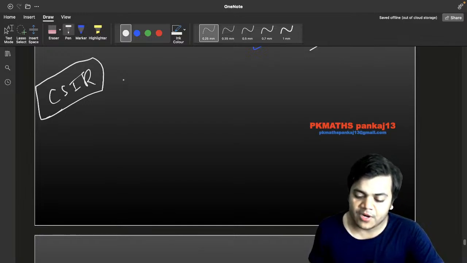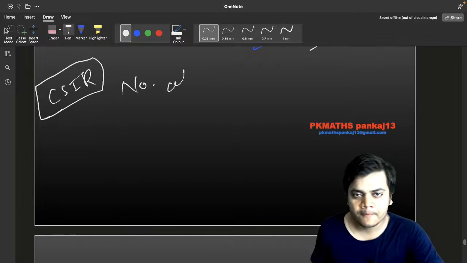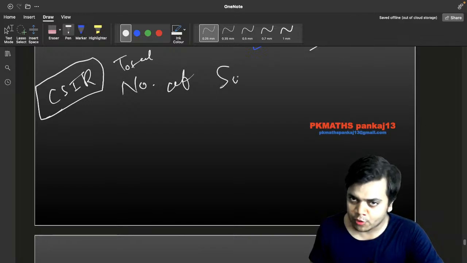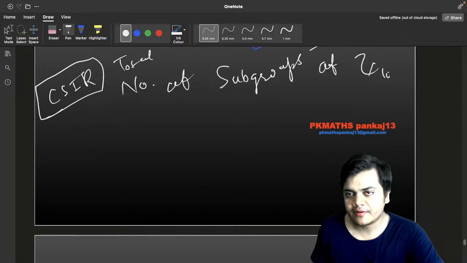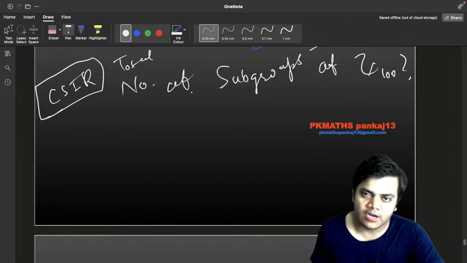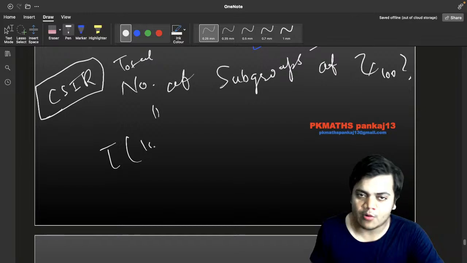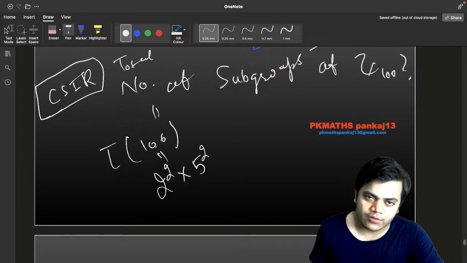Okay, so the total number of subgroups of Z100. How many total subgroups in Z100 will there be? Certainly its answer will be what? Tau 100. And this 100 can be written as how? 2 raised to the power 2 into 5 raised to the power 2. Isn't it? This is how 100 can be written as the product of powers of primes.